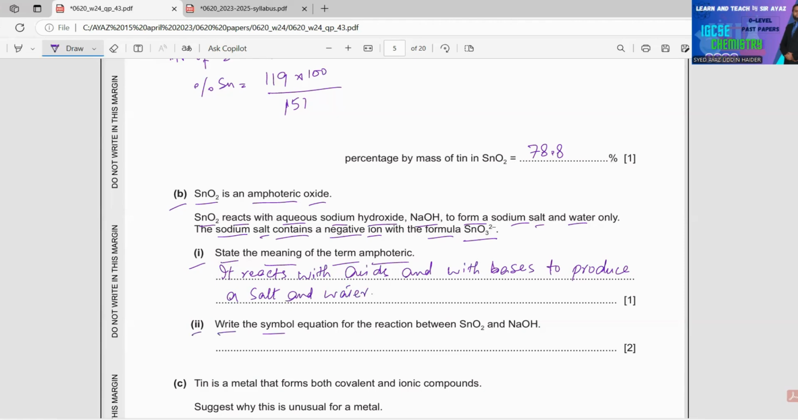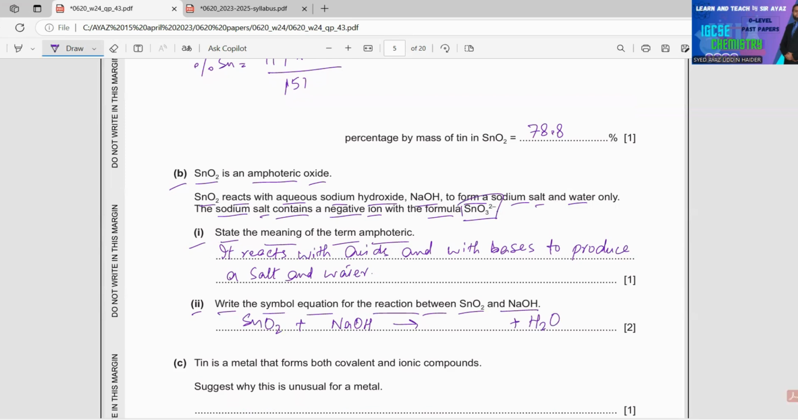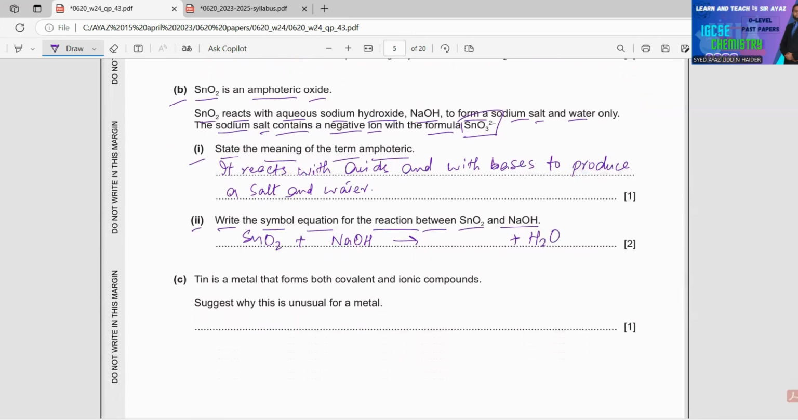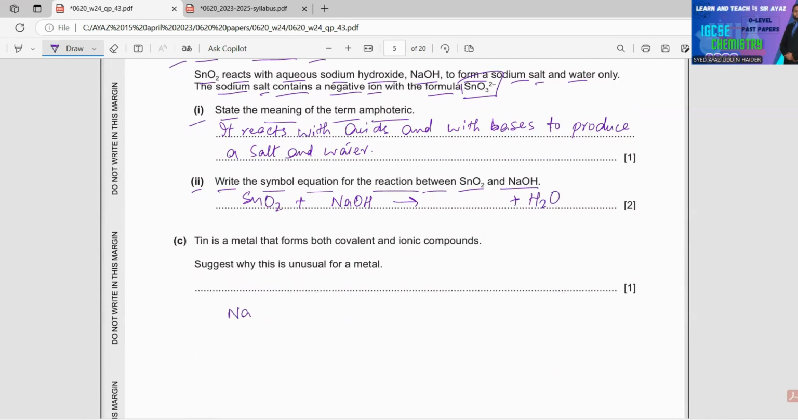Number 2, write the simple equation for the reaction between SnO2 and NaOH. They are asking us to write down the reaction equation. Here's the reaction equation. We'll be getting a sodium salt and water only. The formula of water is H2O. What about the sodium salt? It's carrying SnO3²⁻ ion. So we have Na and SnO3. The valency for SnO3 is -2.